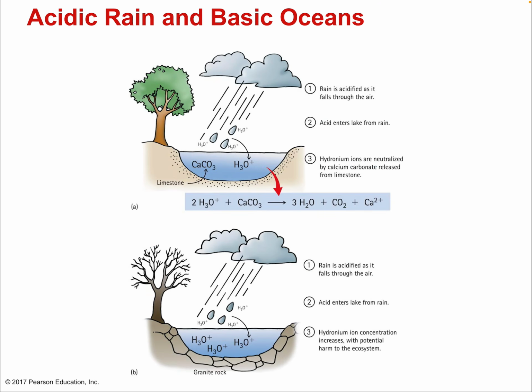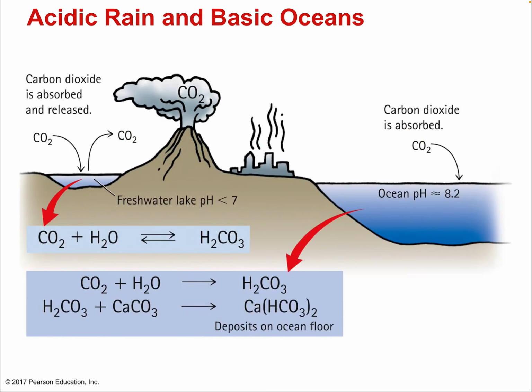What's interesting is acidic rain is pretty manageable in limestone lakes because the limestone releases carbonate, which neutralizes the hydronium ions. On the other hand, if the lake is surrounded by granite rock, there's no neutralization happening, and the acidic level just goes up and up until it becomes harmful to the ecosystem.